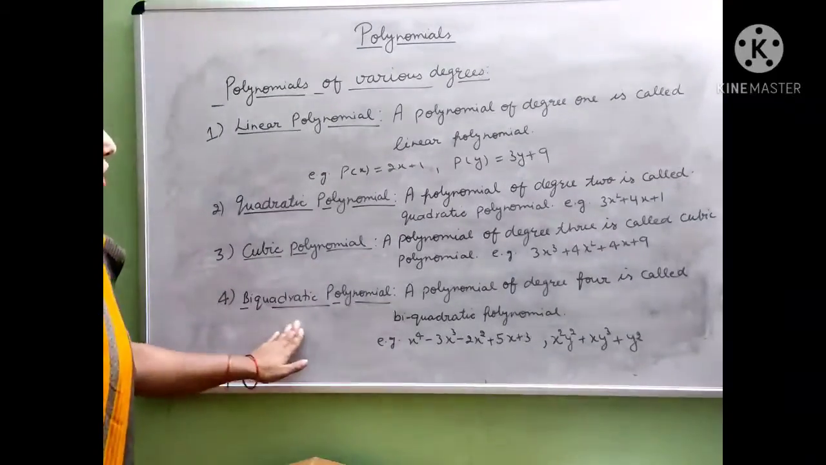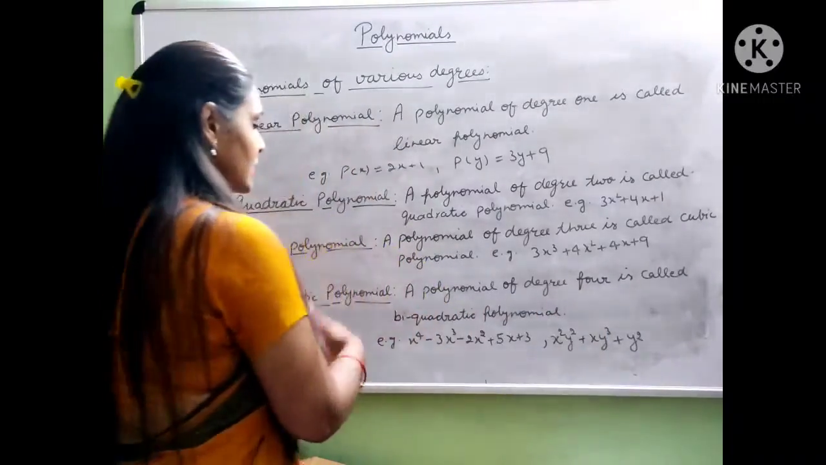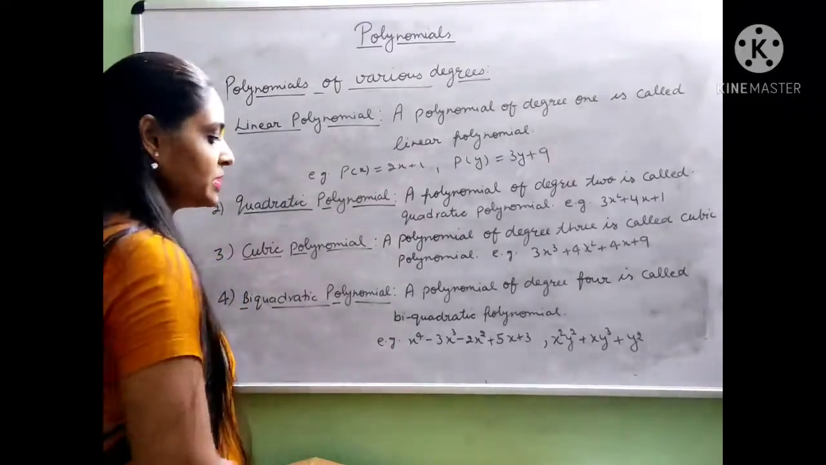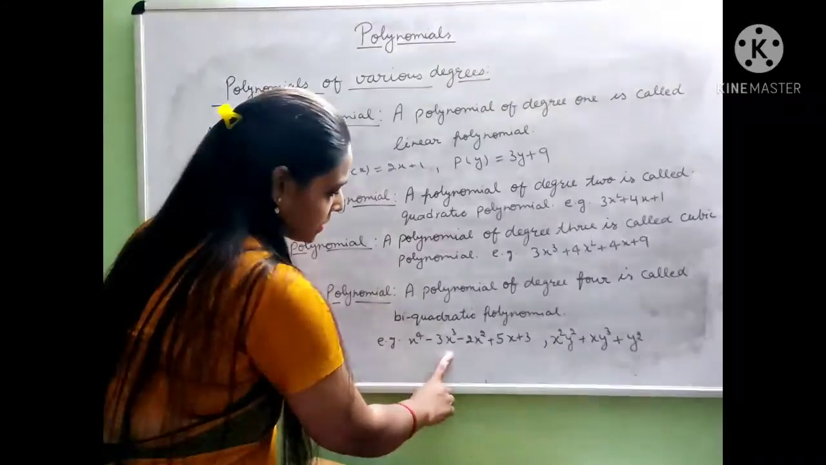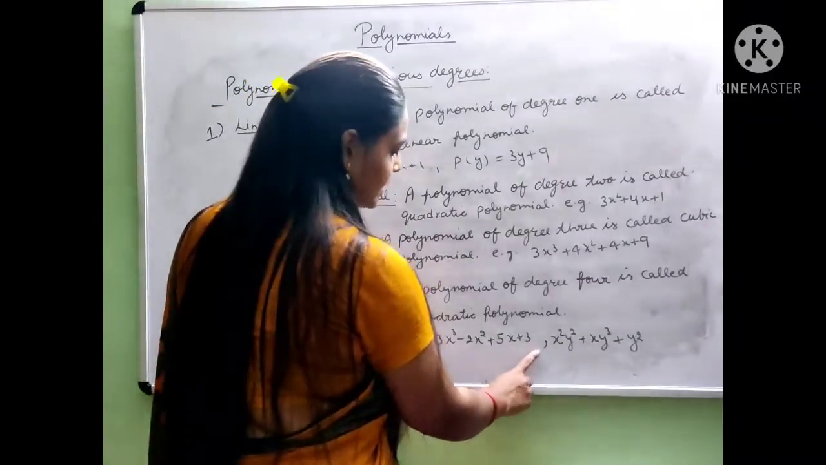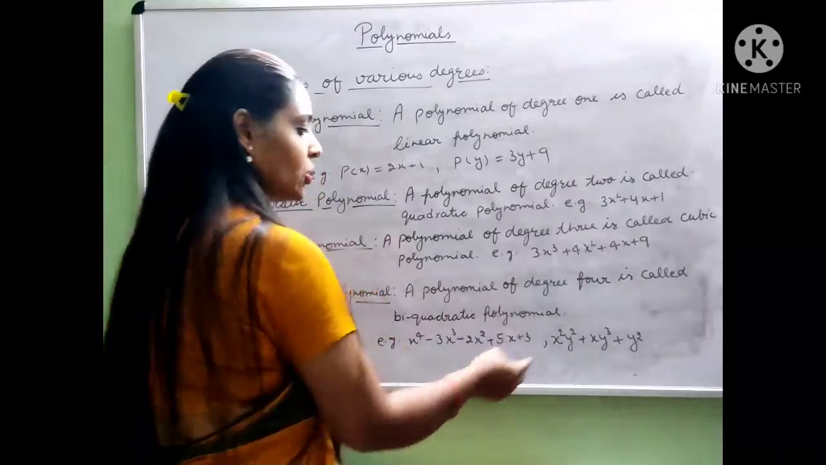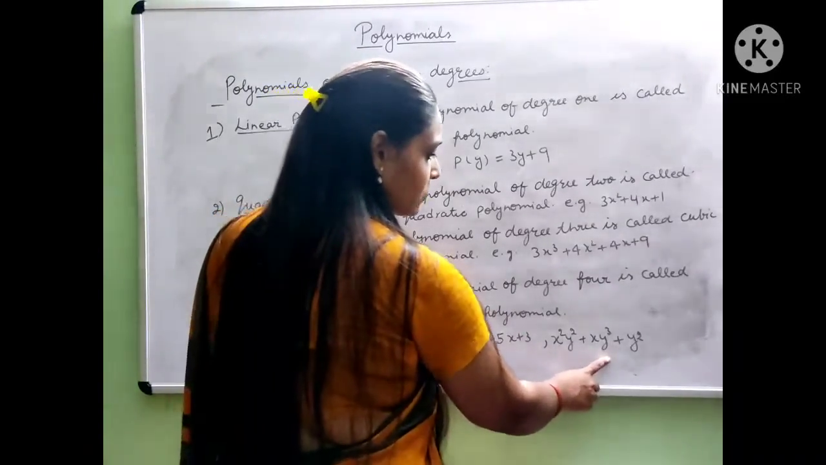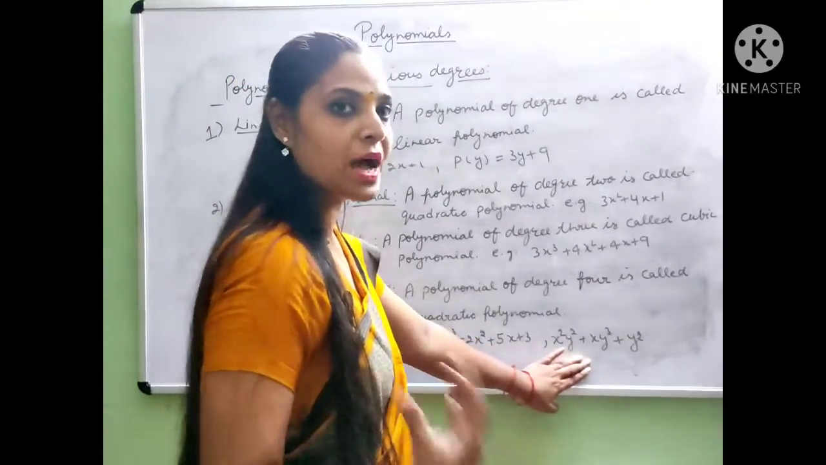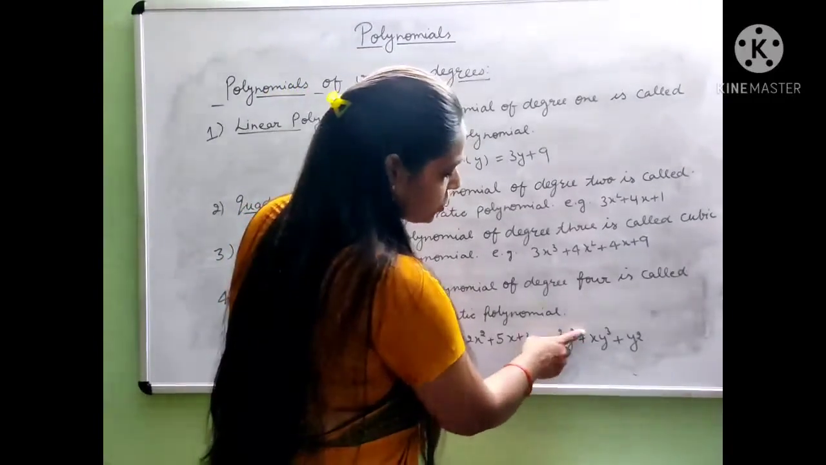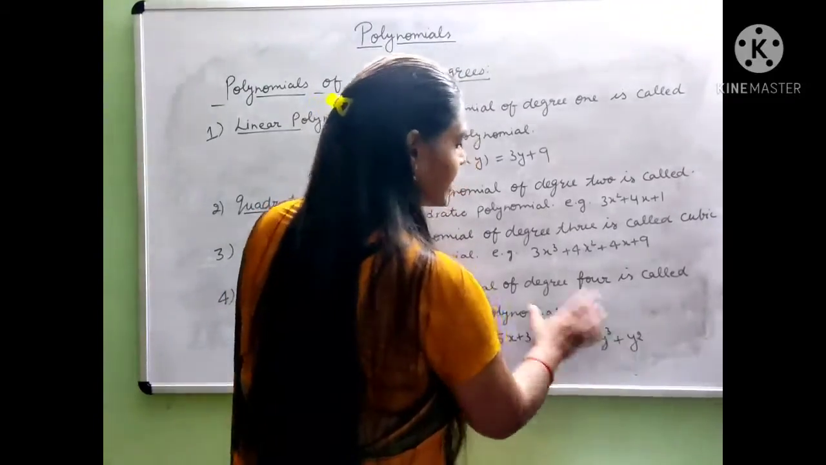The next one is biquadratic polynomial. If the degree of the polynomial is 4, then it is called a biquadratic polynomial. Here is an example: x to the power 4 minus 3x cube minus 2x square plus 5x plus 3. Here the highest power of the variable is 4, so it is called a biquadratic polynomial. Another example: x square plus y square plus xy cube plus y square. Here it is a polynomial in two variables, so we check the highest power: 2 plus 2 is equal to 4 and 3 plus 1 is equal to 4. So it is again a biquadratic polynomial having degree 4.